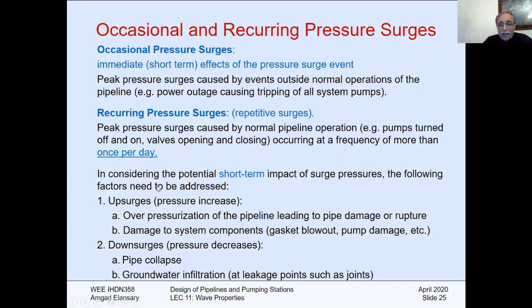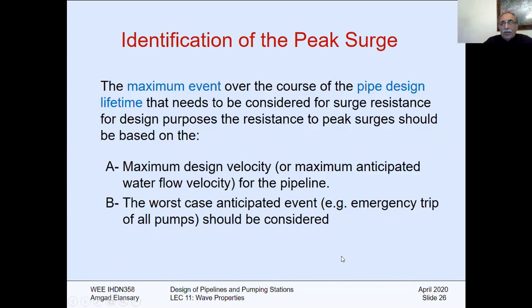Okay, let's concentrate on the short term. In considering the potential of short-term impact, we have an upsurge: pressure increase, overpressure of the pipeline leading to pipe damage, system component damage, or other things that can damage the pipe. Also the downsurge. The pipe can collapse due to the downsurge, or groundwater infiltration at a leakage point, such as a joint. So we need to look for both upsurge and downsurge. It's not only the high pressure; the low pressure also has importance there.